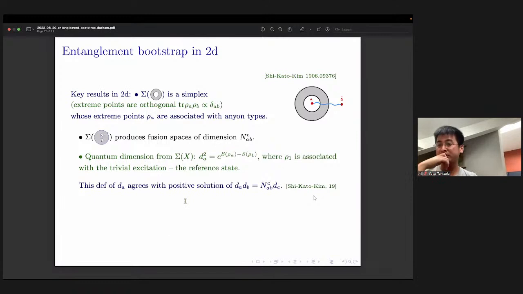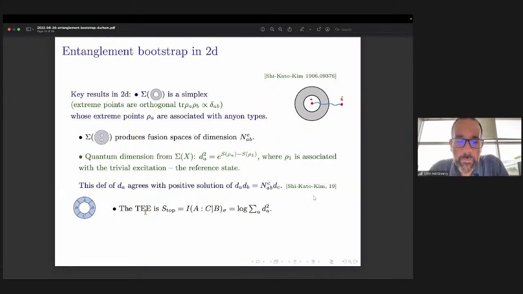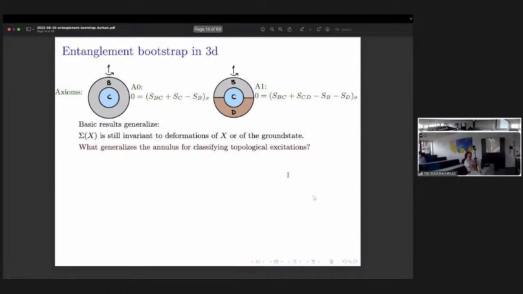Okay. So, and then finally, you can extract the topological entanglement entropy from the reference state essentially in the same way as before. And you can prove that this conditional mutual information is related to the total quantum dimension, where D is defined by this formula. Okay, so those are some results in two dimensions.